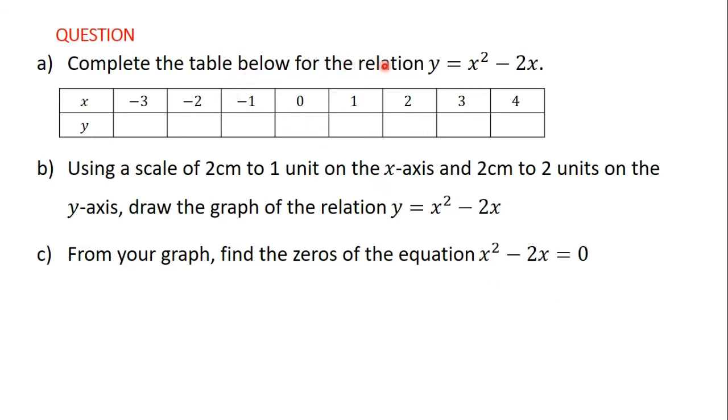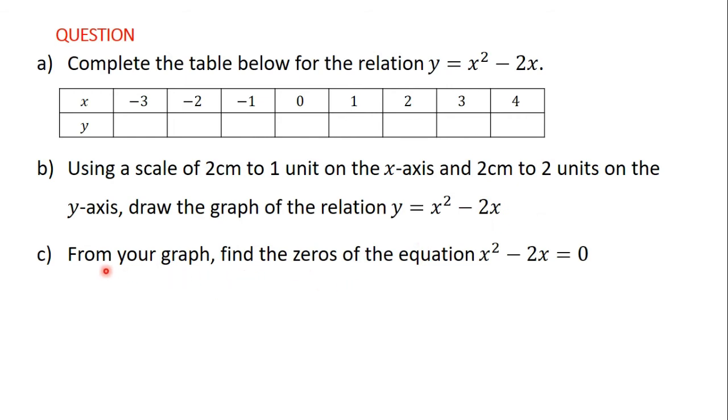Complete the table below for the relation y is equal to x squared minus 2x. Then we will use the values in the table to draw the graph of the relation y is equal to x squared minus 2x. We have learned how to do all these already, so we will move straight to the last part of the question.